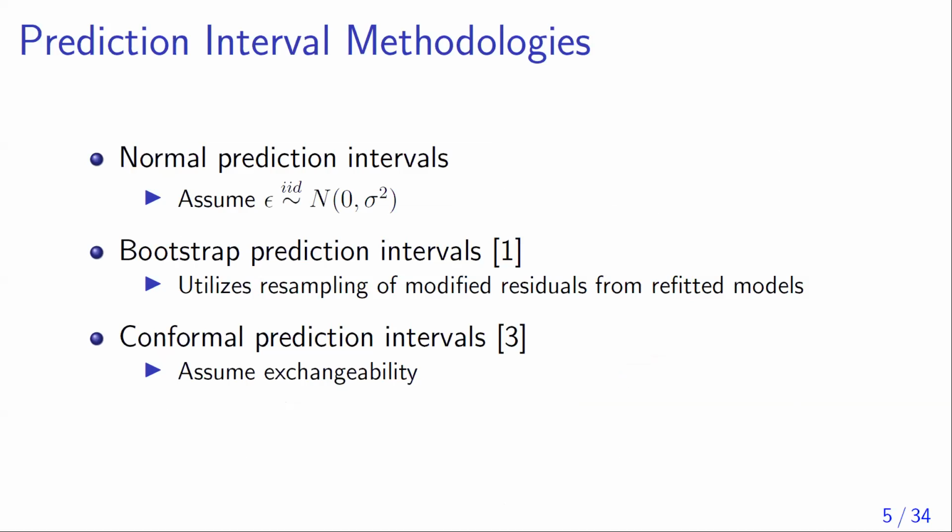Some prediction interval methodologies that currently exist. A lot of you might have used normal prediction intervals, where we make an assumption that the error is normally distributed with mean 0 and some variance sigma squared. If we want more of the distribution-free flavor, like we're talking about in this presentation, we might use bootstrap prediction intervals, which use resampling techniques of residuals coming out of continually refitted models to get prediction intervals. We also might look at conformal prediction intervals, which have come out and been aggressively used and are very effective and have finite sample validity for prediction intervals that only assumes exchangeability, which is pretty minimal assumptions to get valid prediction intervals.